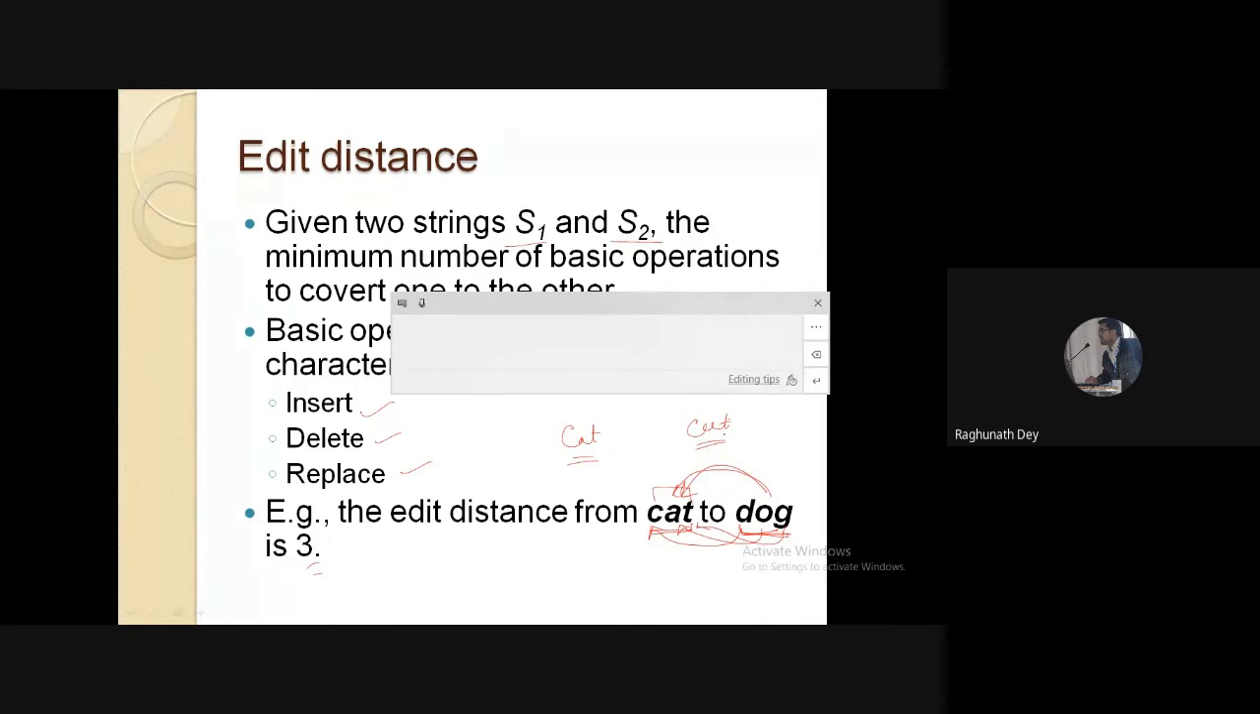Easily you can see that the last character is T, which is correct, so no replacement, changing or deletion is needed. The first character is also the same, C and C, so no insertion, deletion or replacement. Only the intermediate character, A and U, needs to be replaced. So U needs to be changed. That means the edit distance value between these two terms, cat and cut, will be 1.